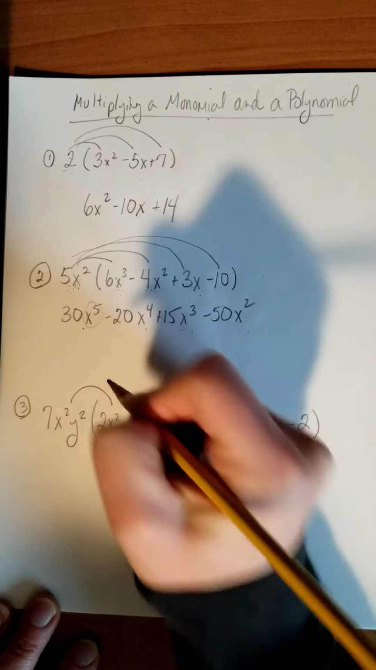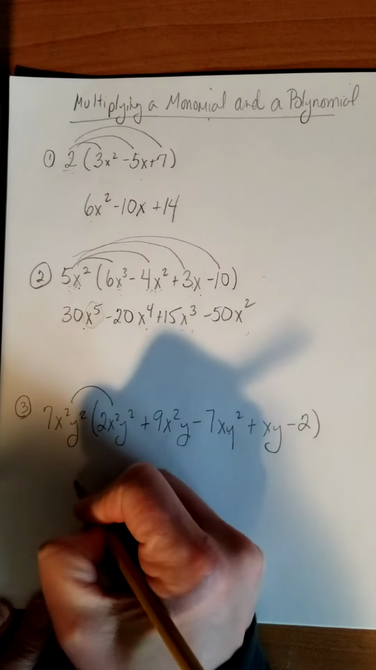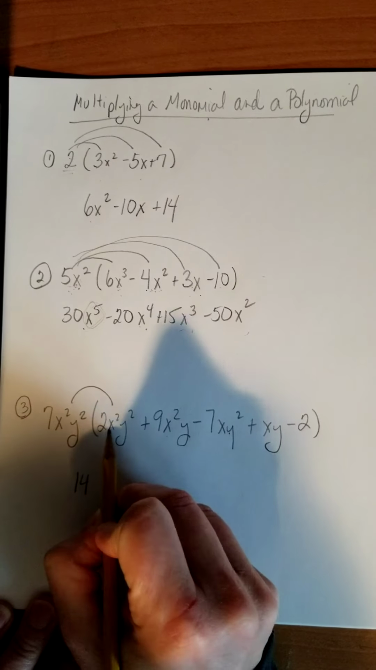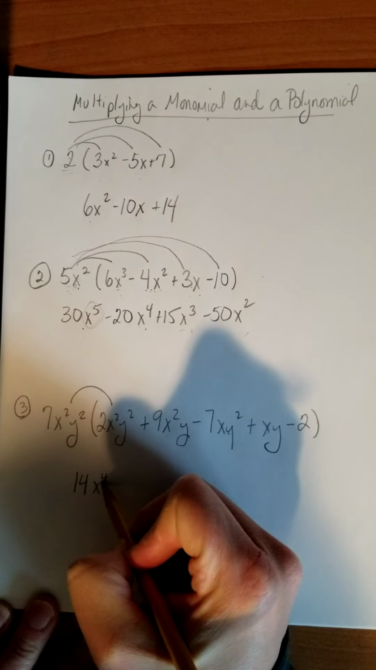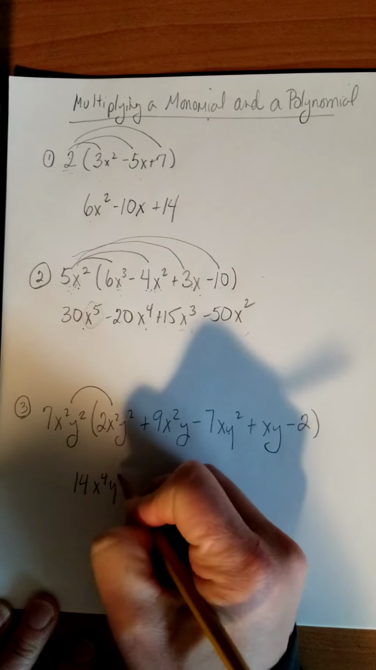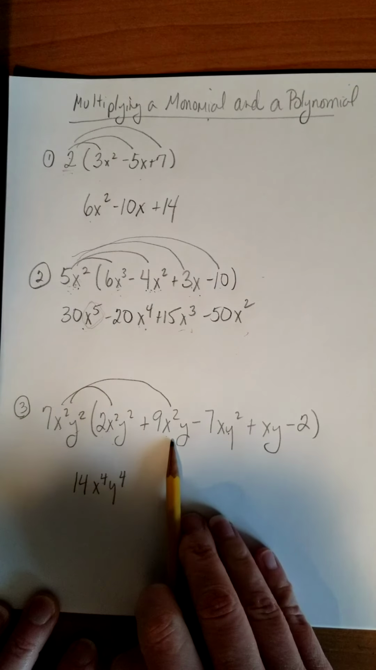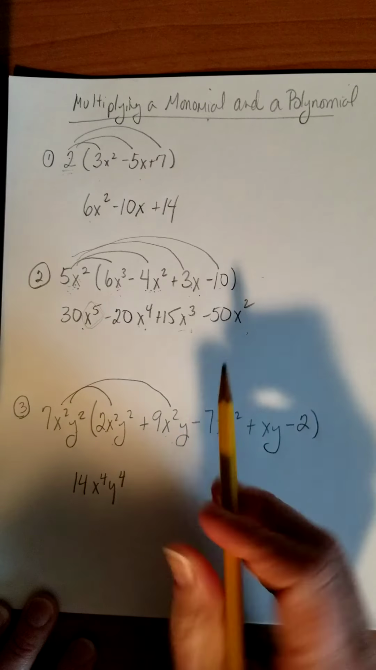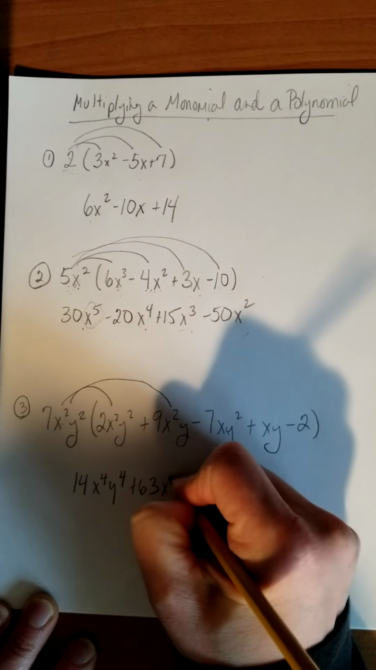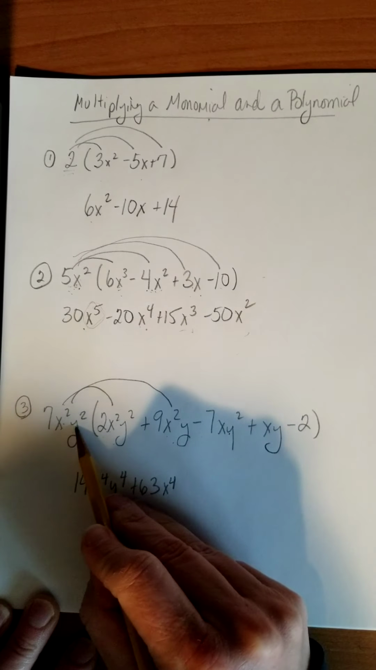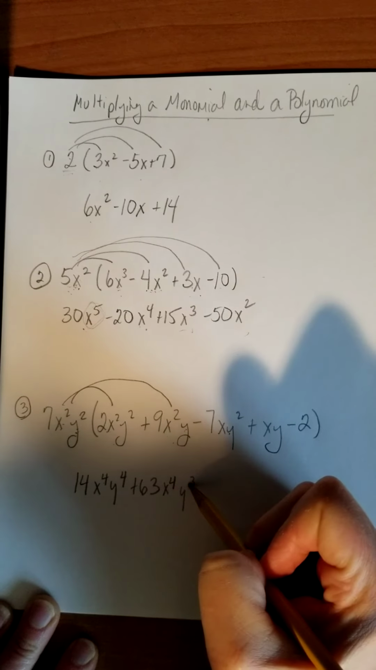So here we go. 7x squared y squared times 2x squared y squared. 7 times 2 is 14. X squared times x squared, that's x to the 4th, because I have 2 x's here and 2 there, there's 4. Y squared times y squared for the same reason, that's y to the 4th. Next one, 7x squared y squared times 9x squared y. 7 times 9 is 63. X squared times x squared is x to the 4th. Y squared times y, that'd be y cubed, because there's 2 y's here, 1 there, that's 3 in all.